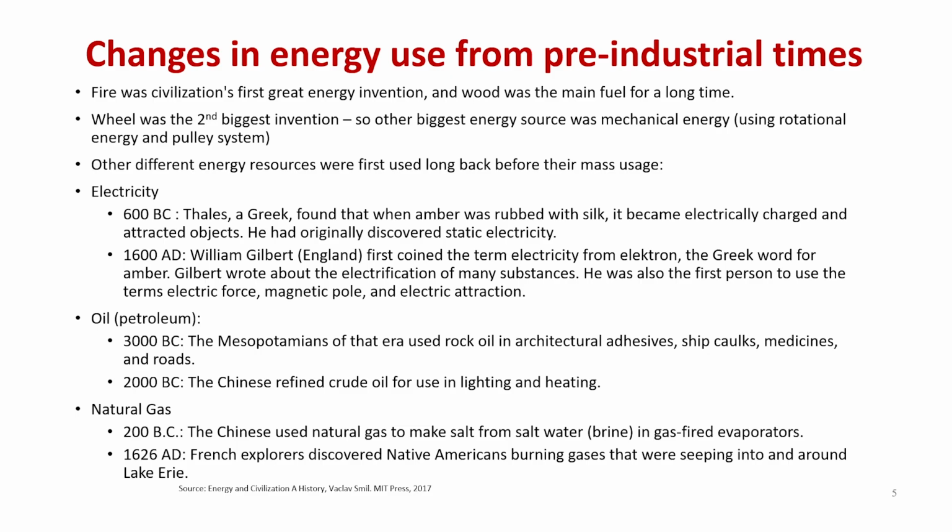In 1626 AD, a French explorer discovered Native Americans burning gases that were seeping in and around Lake Erie. So overall, it's in bits and pieces that the modern forms of energy were also identified in the past. Why were they not used in bulk? Because what changed in 1750 or the 1800s was how you could extract these sources in a more efficient way, in quantities enough to use them in mainstream life.